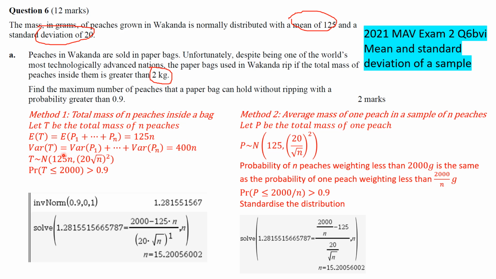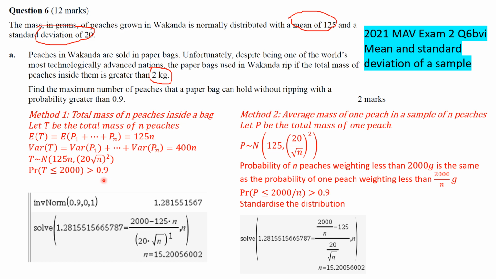So now you can summarize your distribution in this way. And you want the probability of T less than or equal to 2000, so we convert from kilograms into grams. You want that probability to be rated at 90%.